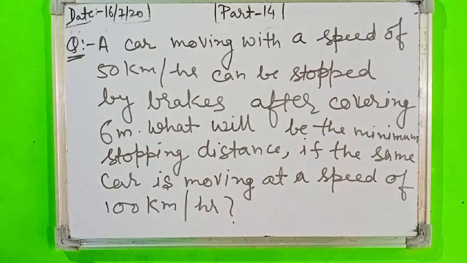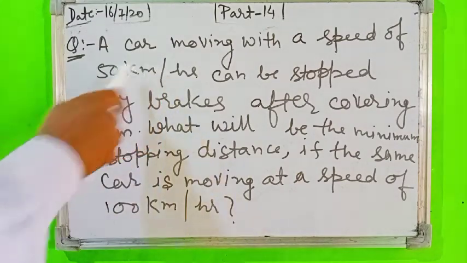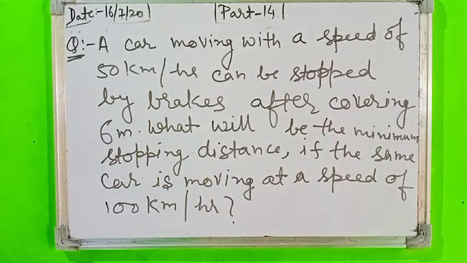Here in the given question, the acceleration is not given anywhere. So in the first case, from the given details, we can calculate the acceleration or retardation of the given car, and on the basis of that retardation we can calculate the stopping distance for the second case. So look at the solution.